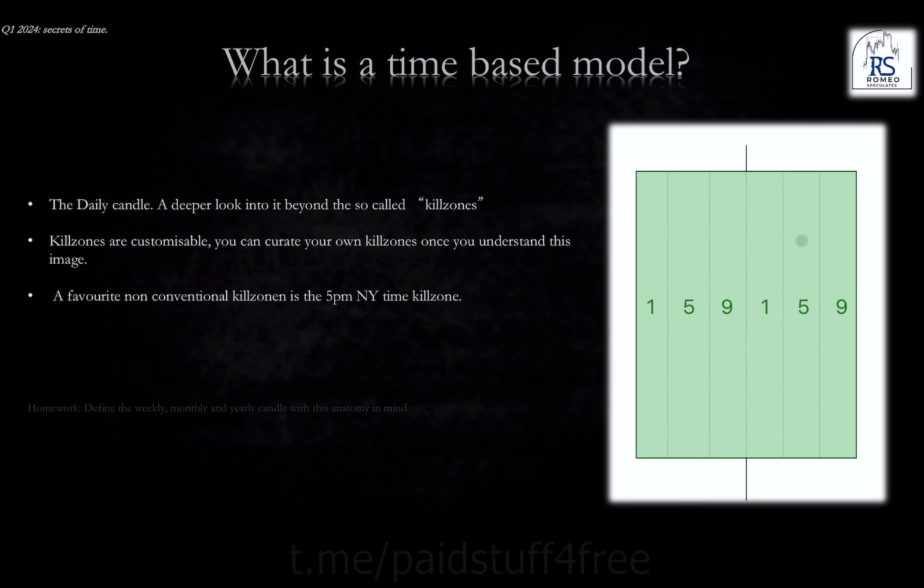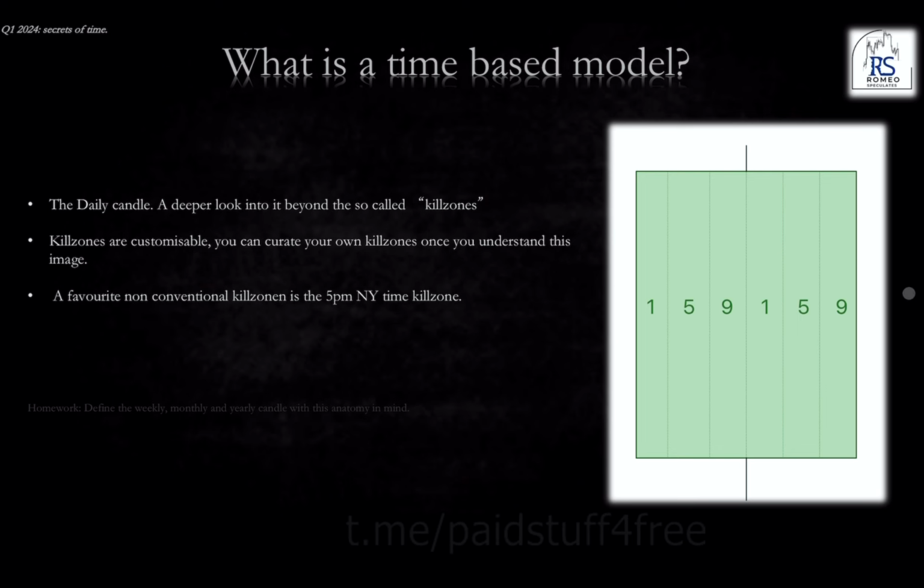Now the plug aside, 159, 159 is what shapes the daily candle. Once you realize this, you realize that kill zones are customizable, right? You can curate your own kill zones once you understand this image. As soon as you understand what this means, then you've already made progress, and a lot of progress, in understanding the open, high, low, and close.